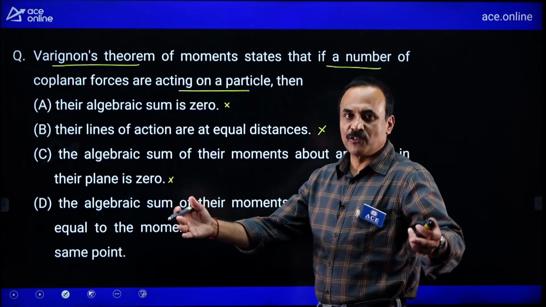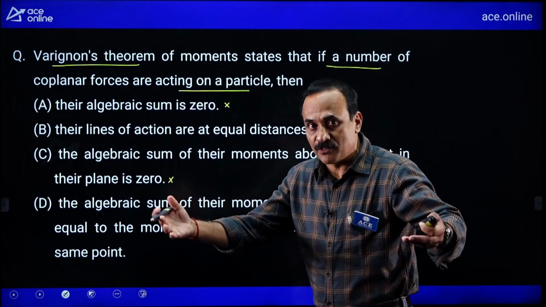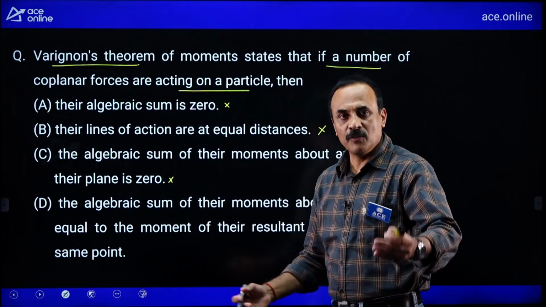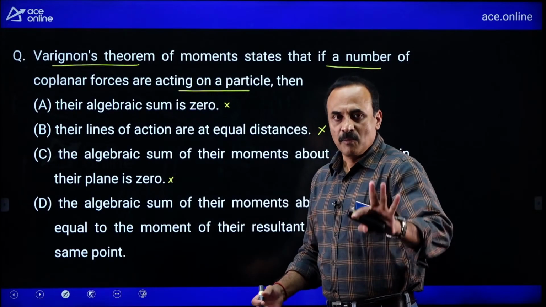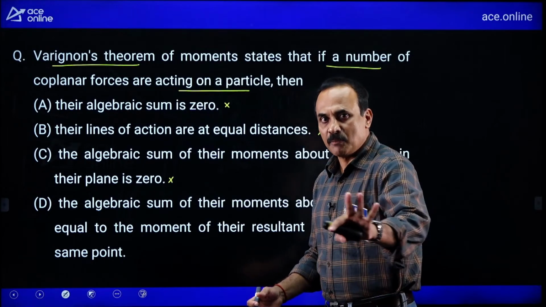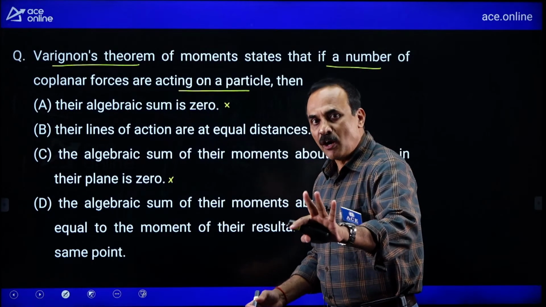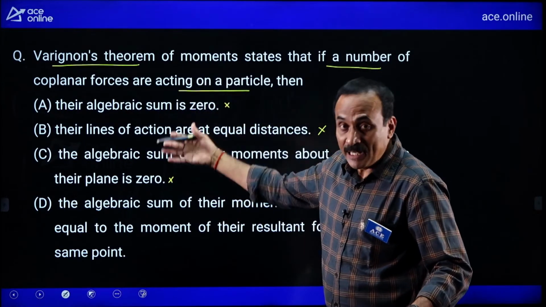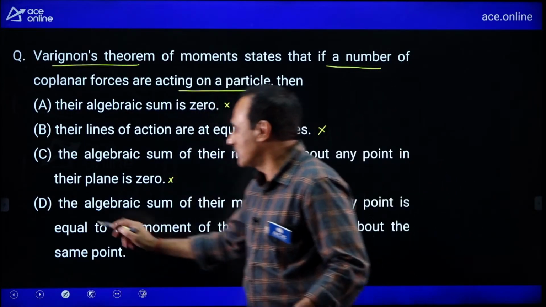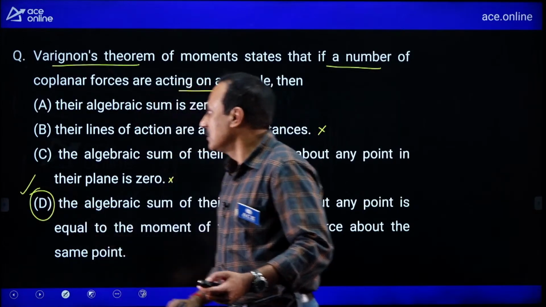అంటే కొన్ని ఫోర్సెస్ ఉన్నాయనుకోండి, మూమెంట్ ఆఫ్ ఆల్ ఫోర్సెస్ అబౌట్ ఏ పాయింట్ ఈజ్ ఈక్వల్ టు మూమెంట్ ఆఫ్ రిజల్టెంట్ అబౌట్ ద సేమ్ పాయింట్. ఆల్జీబ్రిక్ సమ్ ఆఫ్ మూమెంట్స్, మూమెంట్ ఆఫ్ ఆల్ ఫోర్సెస్ అబౌట్ ఏ పాయింట్ ఈజ్ ఈక్వల్ టు మూమెంట్ క్రియేటెడ్ బై రిజల్టెంట్ అబౌట్ ద పాయింట్. సో ద ఆన్సర్ ఈజ్ ఆప్షన్ డి.